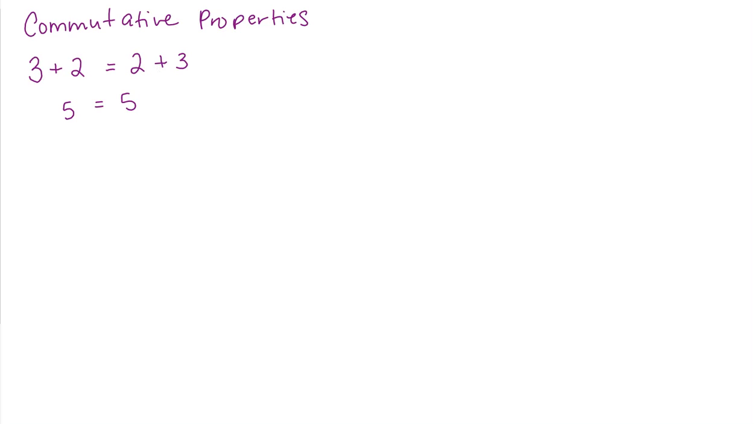Now it also works with multiplication. Let's use the same numbers. 3 times 2 equals 2 times 3. So it doesn't matter which way you say it. If you say 3 times 2, you're going to get 6. If you say 2 times 3, you're also going to get 6. So changing the order of the factors does not change the product.